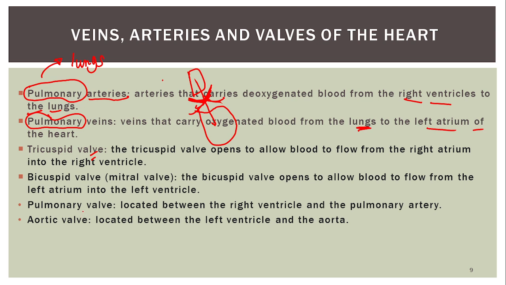Then we have the pulmonary valve and the aortic valve. So pulmonary valve like this. It's located between the right ventricle and pulmonary artery, and the aortic valve, I think it goes like this or something like that, I'm not sure, located between the left ventricle and the aorta.